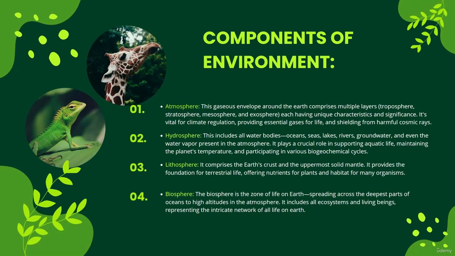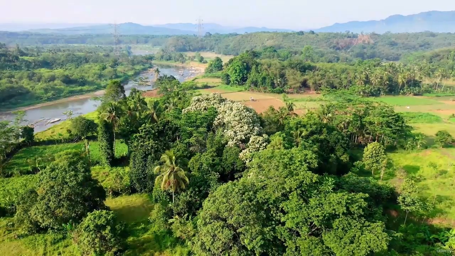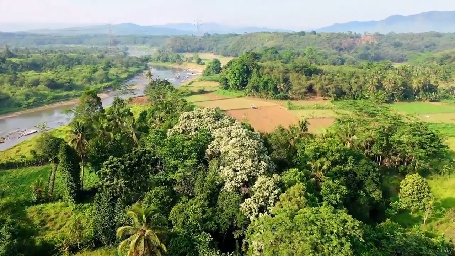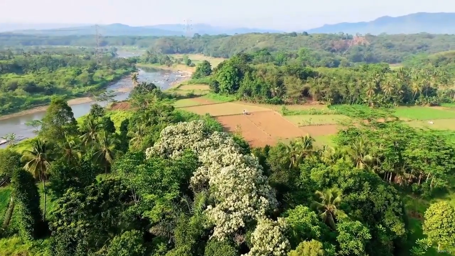What constitutes environment? Now, the major component of environment is atmosphere. Now, what is atmosphere? Now, the gaseous envelope around the earth comprises multiple layers. So the air that we breathe in has different layers as you go up. So the bottommost layer in which we, the human beings, live is called troposphere. And then comes stratosphere, mesosphere, and exosphere. These are different layers in the atmosphere, right? And atmosphere is a component of environment.